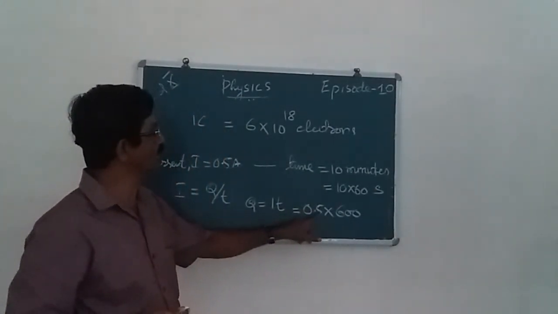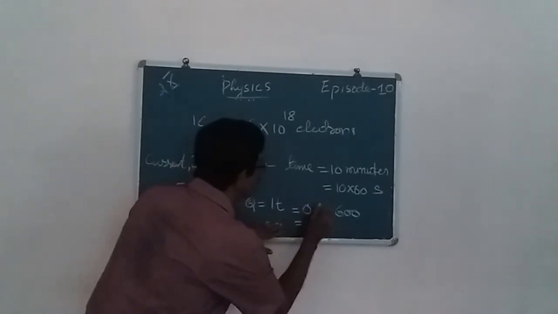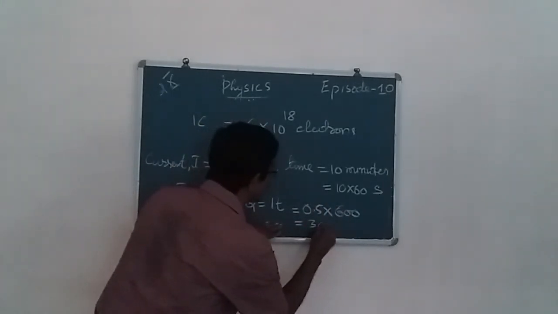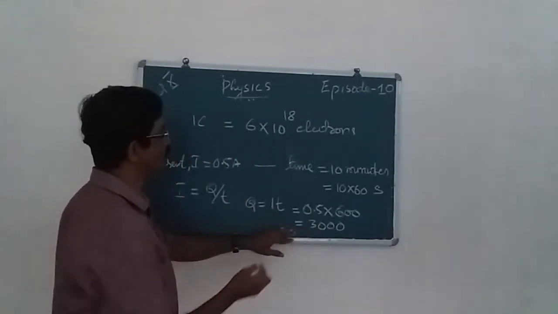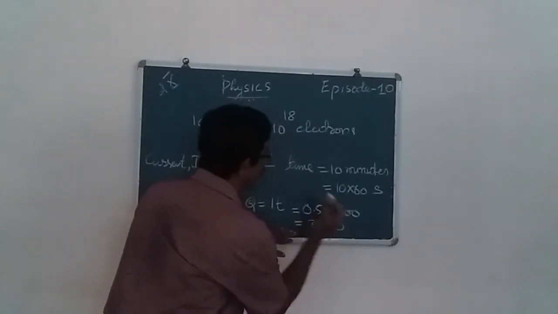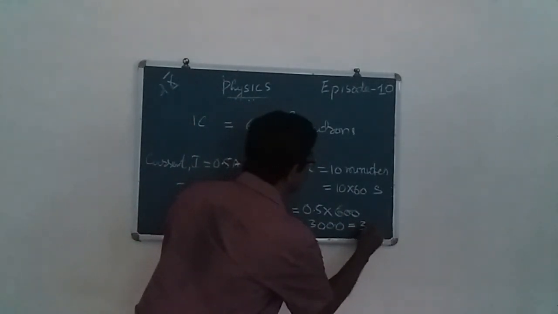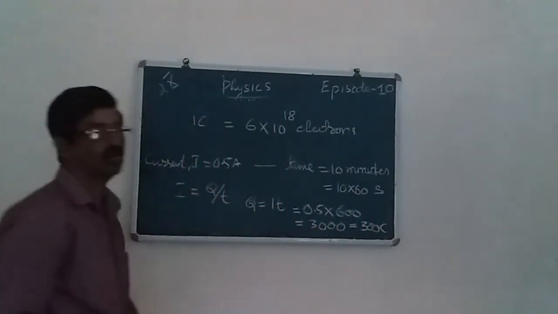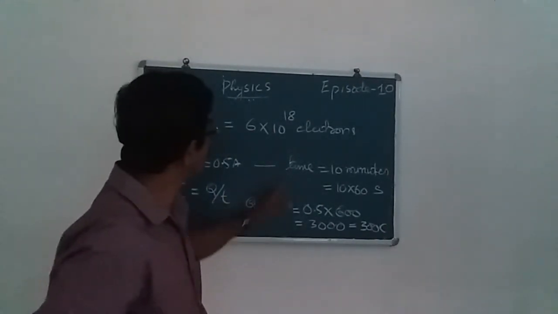Now by multiplying 6 and 5 we get 30. 5 times 6 is 30. Then 2 zeros, and here the decimal point we want to put. So how much do we get? That is equal to 300 coulomb. 300 coulomb is the charge flowing through it.